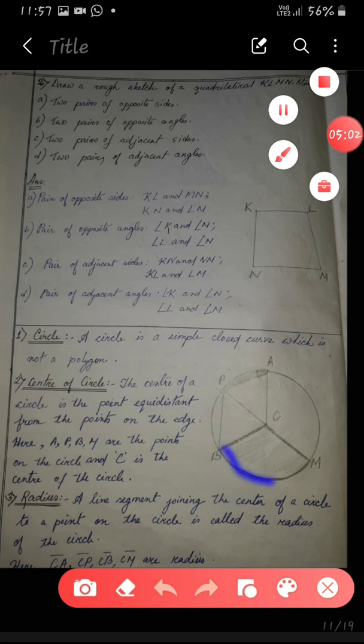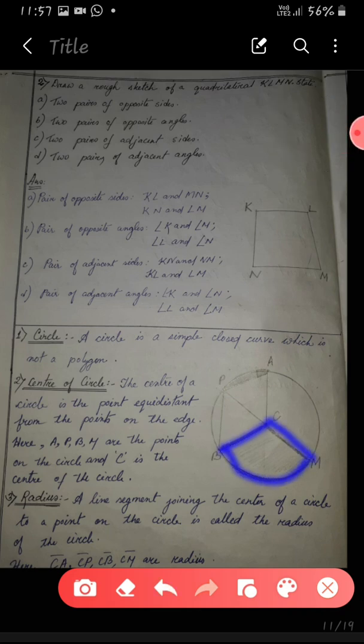So you can see BM is an arc, and when we join the endpoints to the center, this portion forms the sector. Okay, so this CBM is the sector.